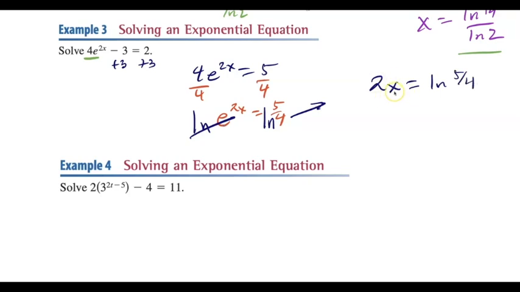And then we're going to solve for x. We're just going to divide both sides by 2. So I get x equals natural log of 5/4 over 2. Or if you want to be a little pro, you can write this a little nicer. You could say 1/2 natural log of 5/4.